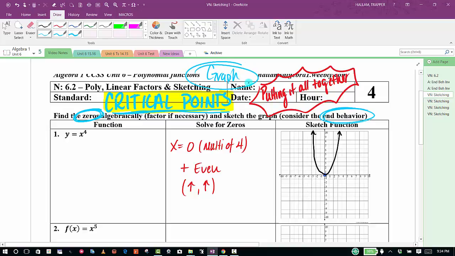We've done investigations on end behavior. We've done some talks about linear factors. Today we're going to talk about putting it all together and sketching it. So really we're tying everything together today. So let's get right down into it.